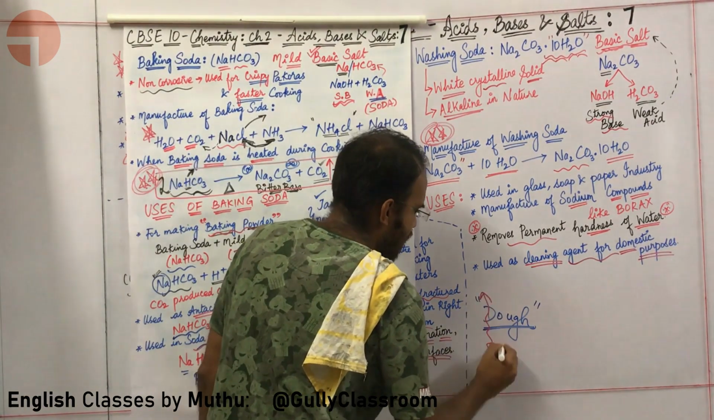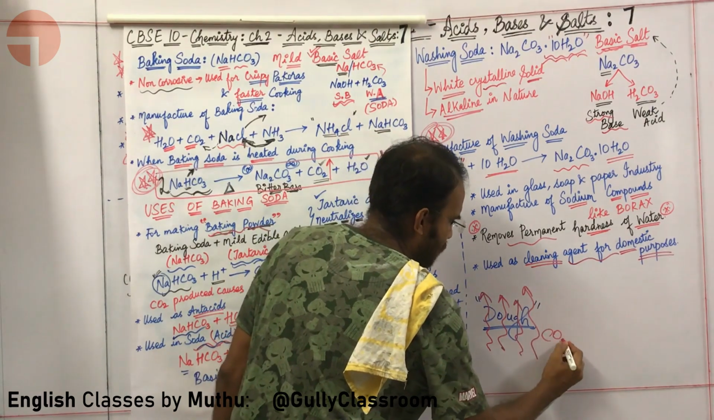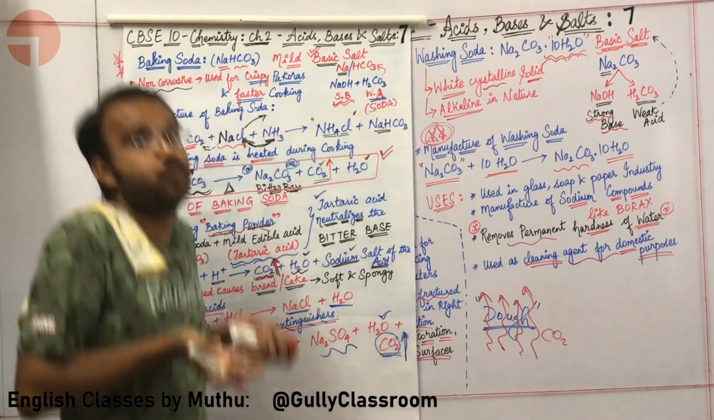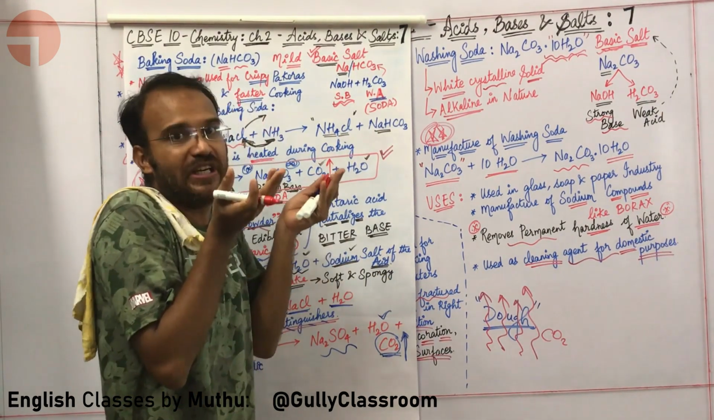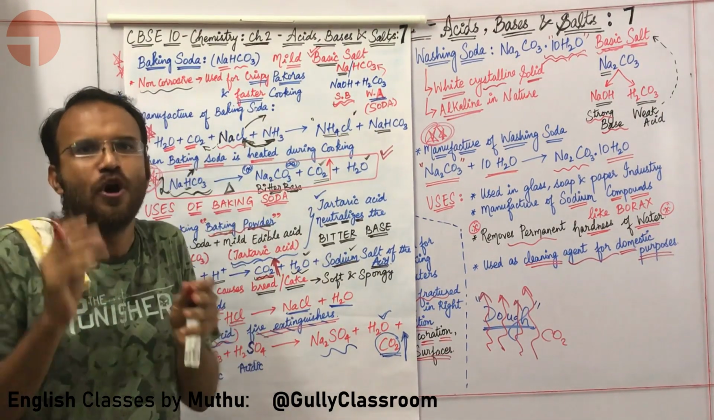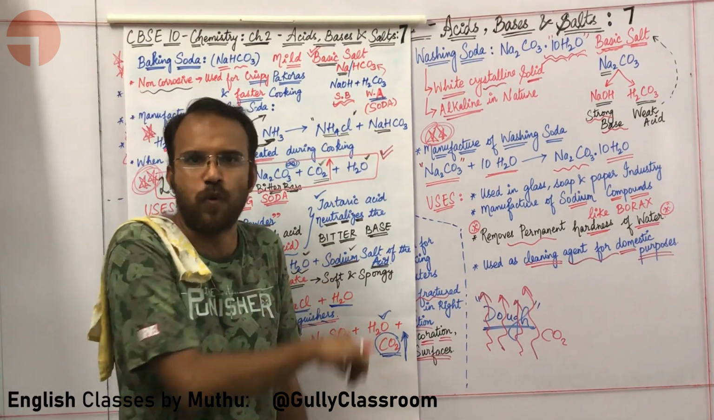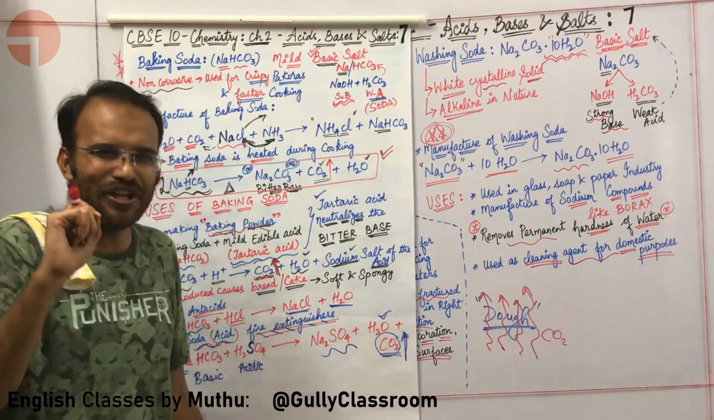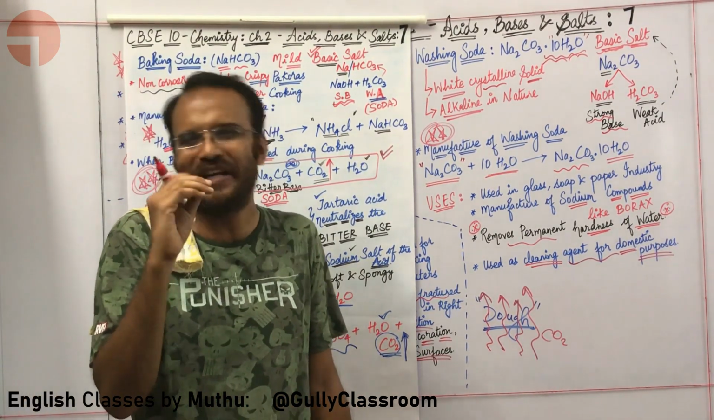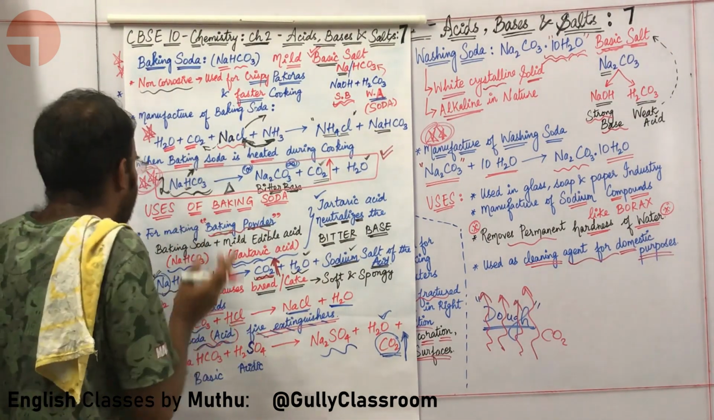What will be produced? Carbon dioxide will be produced. This carbon dioxide will simply get into the duff and push it up, and it will make the duff porous. It will make the duff soft. It will make the duff spongy. The duff will be converted to bread or cake. Are you able to understand how bread or cake is formed? Yeah. Okay, sir. What are the other applications of baking soda?